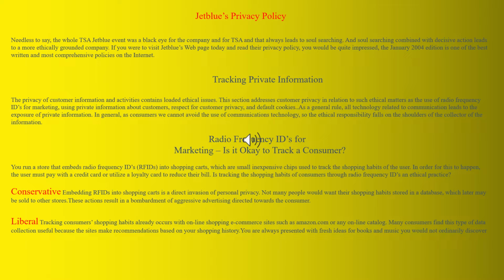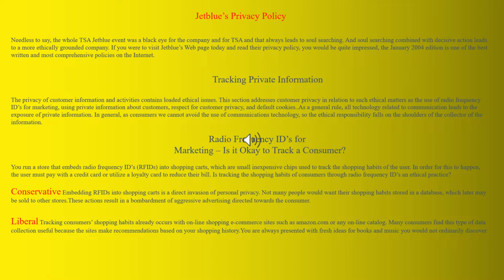Tracking private information. The privacy of customer information and activities contains loaded ethical issues. This section addresses customer privacy in relation to such ethical matters as the use of radio frequency IDs for marketing, using private information about customers, respect for customers' privacy, and default cookies. As a general rule, all technology related to communications leads to the exposure of private information. In general, as consumers, we cannot avoid the use of communication technology, so the ethical responsibility falls on the shoulders of the collection of the information.